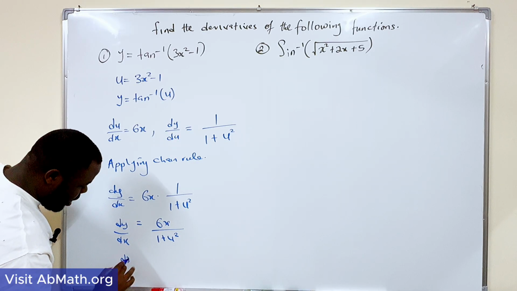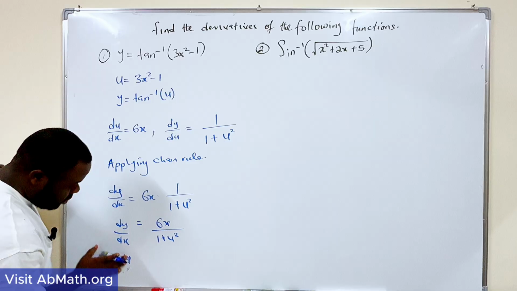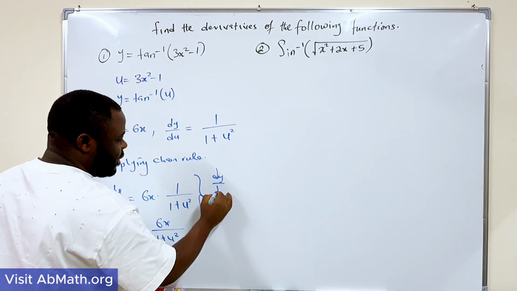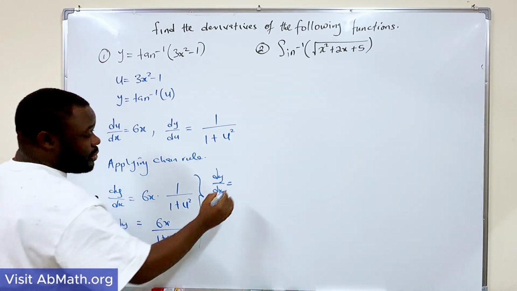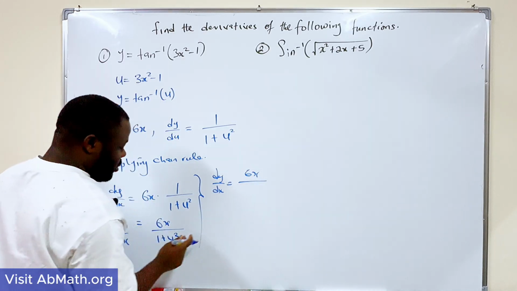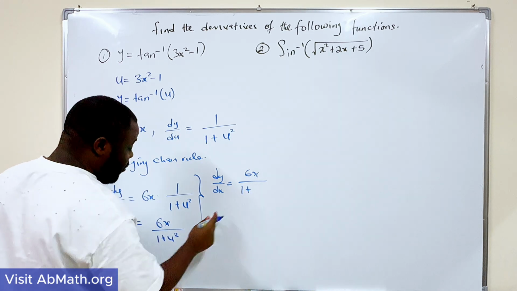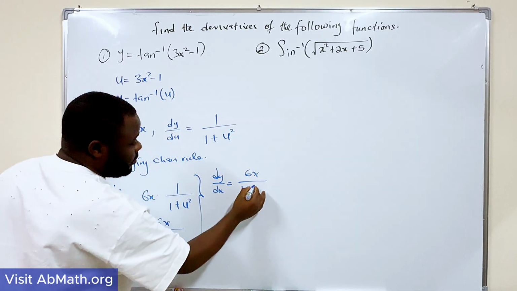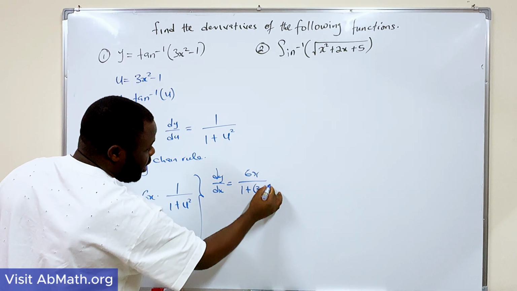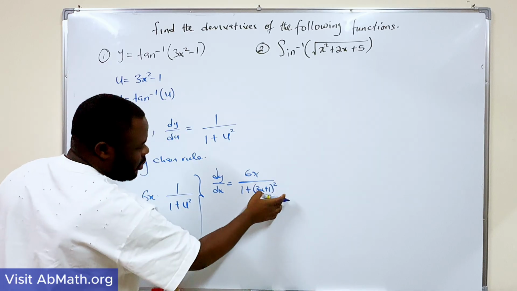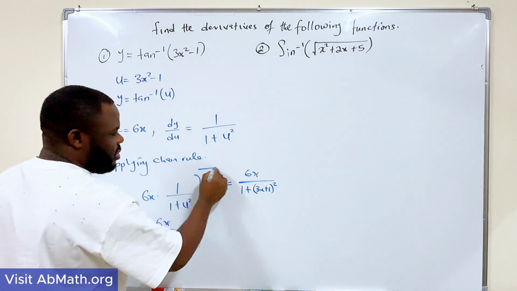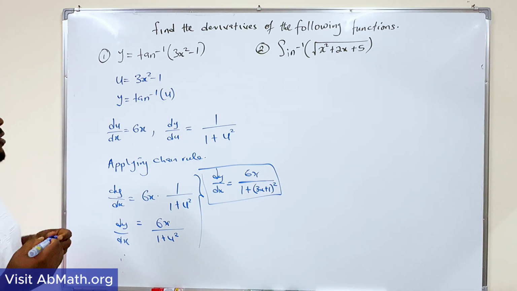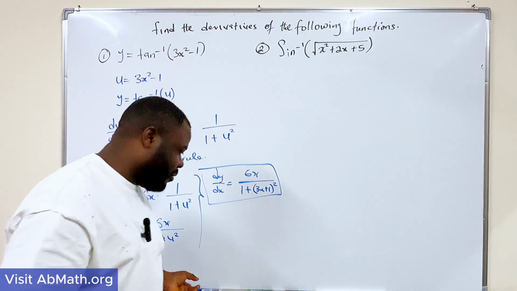So the last part, or let me write it here. So dy over dx will now be equal to 6x over 1 plus u squared. That is, our u is what? u is 3x squared minus 1 squared, okay? So you can expand this if you want, but however, you can still leave it this way. It's not an issue. So that is how to find the derivative of an inverse function.